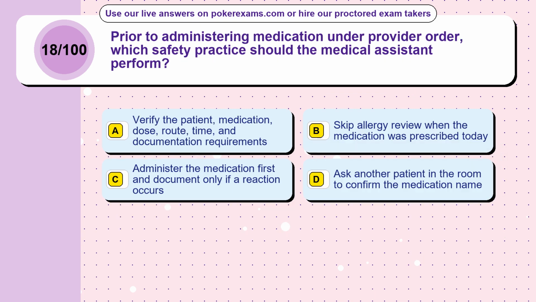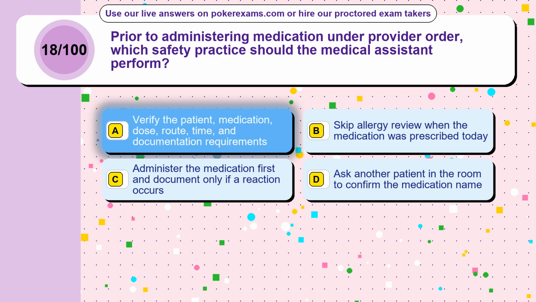Question 18. Prior to administering medication under provider order, which safety practice should the medical assistant perform? Option A. Verify the patient, medication, dose, route, time, and documentation requirements. Option B. Skip allergy review when the medication was prescribed today. Option C. Administer the medication first and document only if a reaction occurs. Option D. Ask another patient in the room to confirm the medication name.